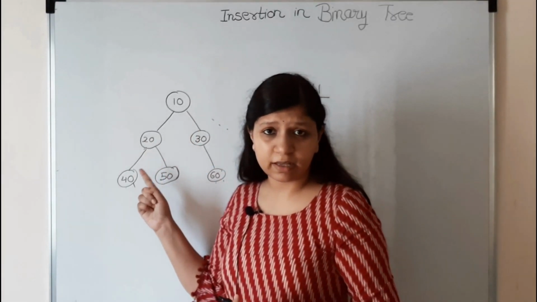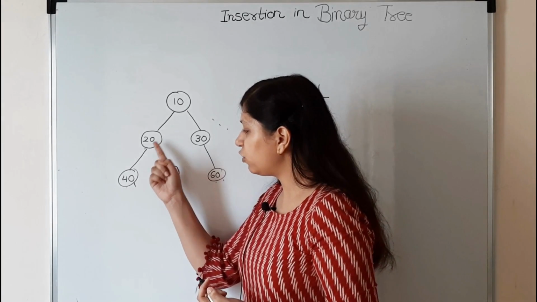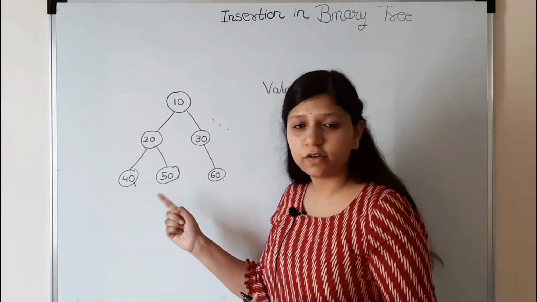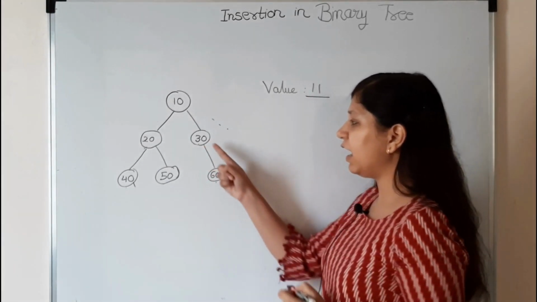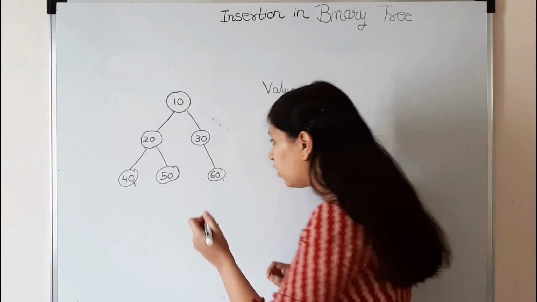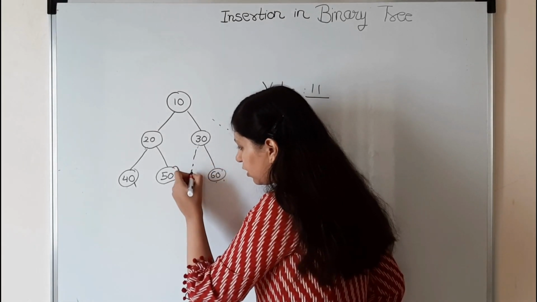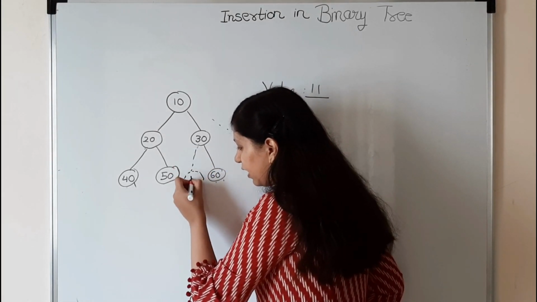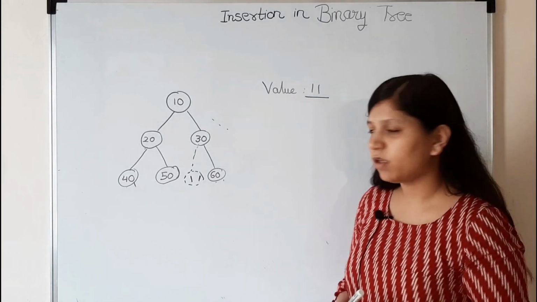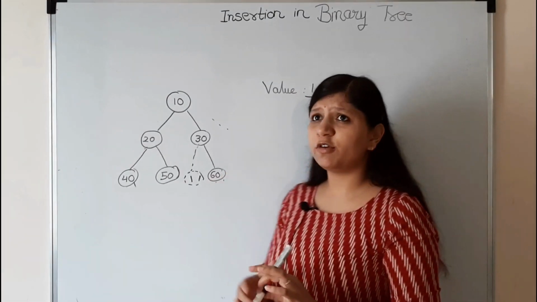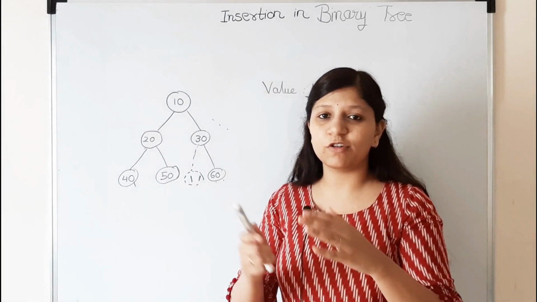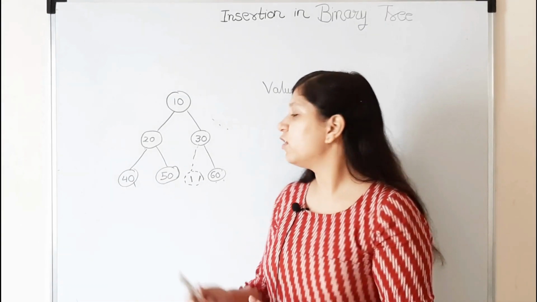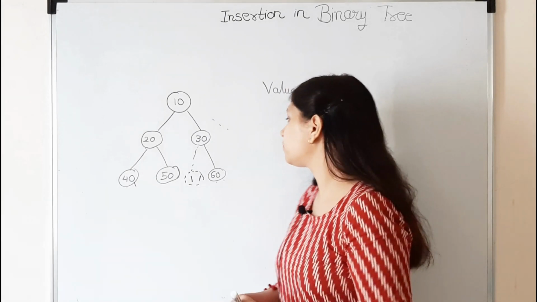Then 20 is the next node. So we'll go to 20. 20 again has 2 children, we cannot insert it here. Now you come to 30. 30 has got only one child. So we can insert 11 as the left child of 30. So that's how a tree would be more balanced as compared to what we were thinking of, putting it always at the left or always at the right. So this is a better approach.